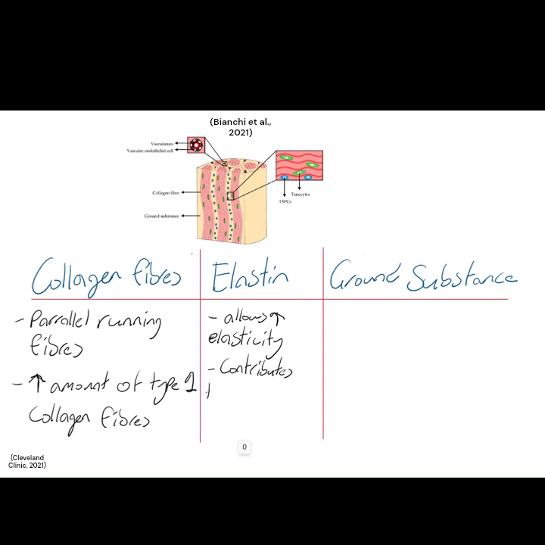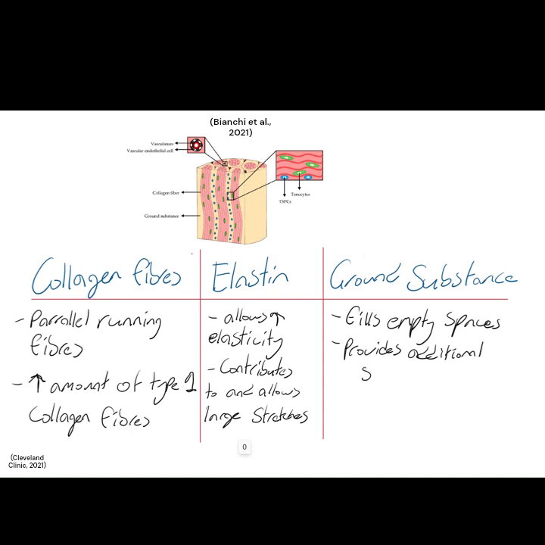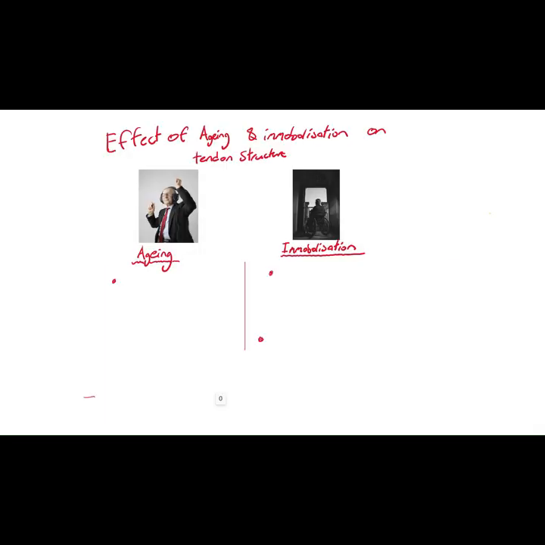Most of the collagen fibers within the tendon are type 1 collagen fibers, which are the strongest ones. Tendons also consist of elastin, which is crucial for contributing to elasticity of the tendon, which allows it to stretch further without causing any damage or tearing. Ground substance is a combination of water, glycosaminoglycans, proteoglycans, and glycoproteins that fill empty spaces within the tendon, providing additional support and lubrication for the collagen fibers.